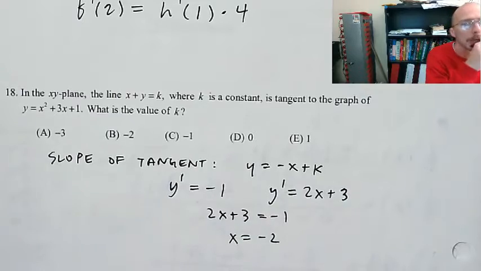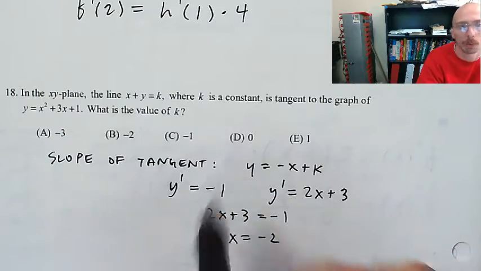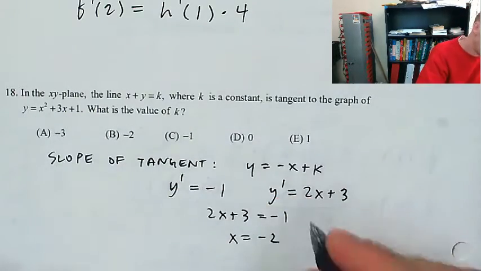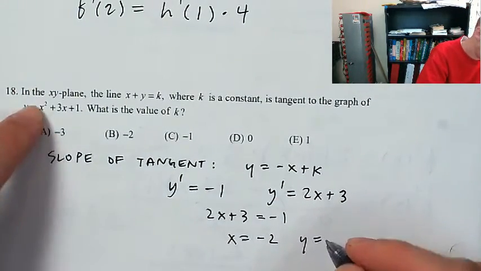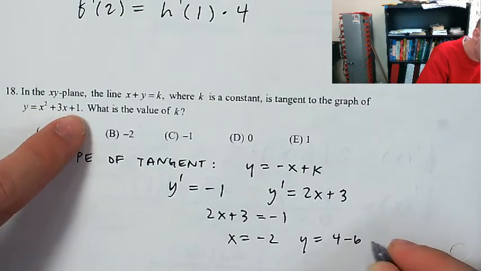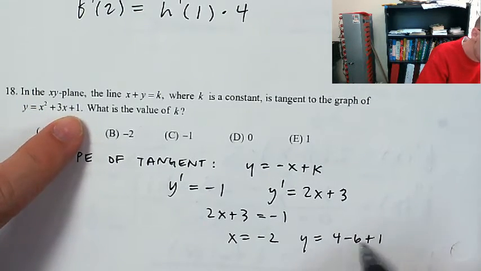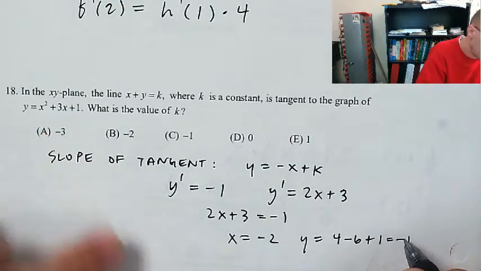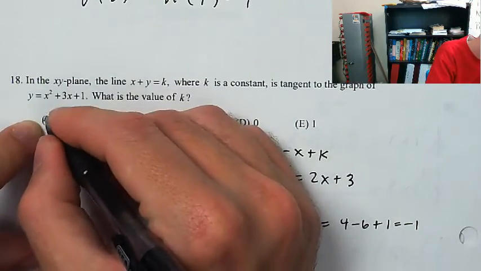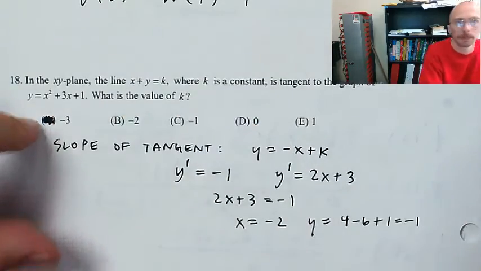Now, I think the easiest way to find the value of k is just to find x plus y, and I can get y by plugging in -2 for x here. y equals, if I square -2, I get 4. 3 times -2 is -6, plus 1, that's going to be -1. So x plus y is going to be -3, and that's k.